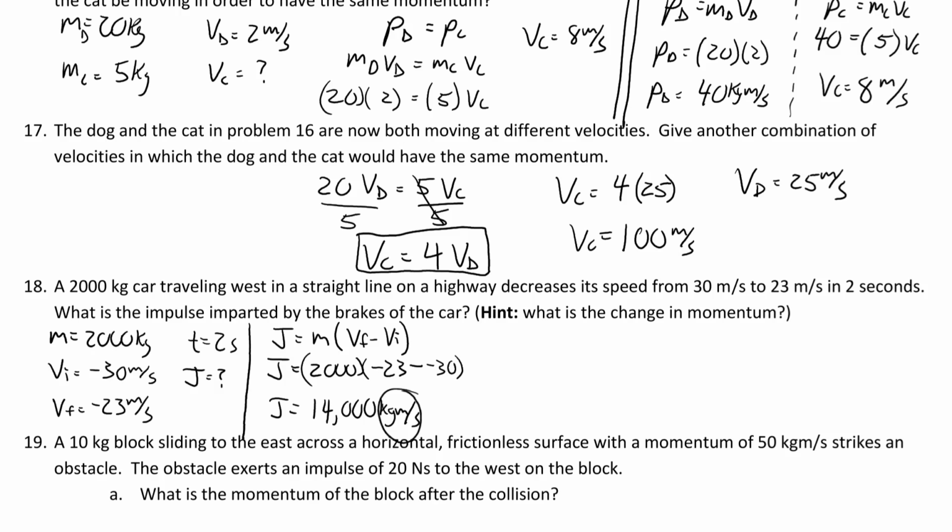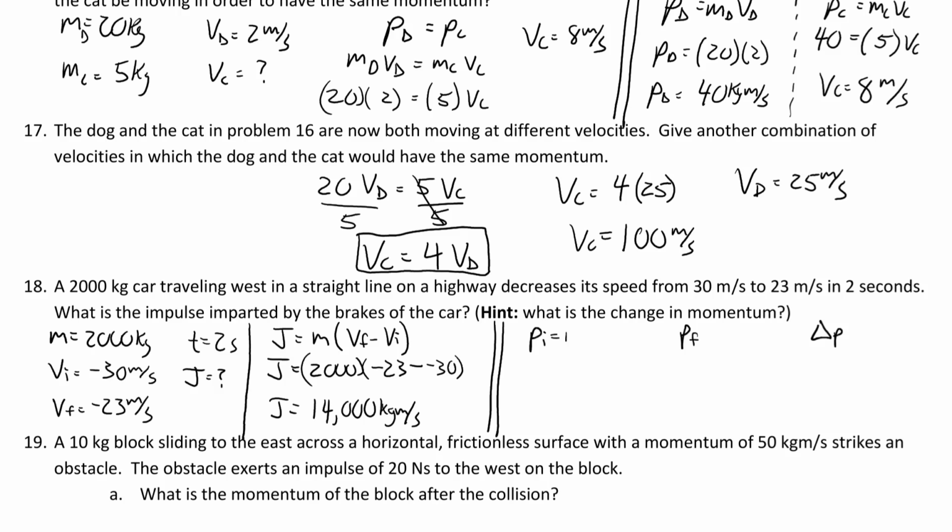Okay. Now I told you there was a second way to do it. I'm going to do it now. Feel free to skip to 19 if you don't want to watch the second way. But the hint tells you that you should find the change in the momentum. So what you could do is find the initial momentum first, then find the final momentum, and then find the change in the momentum.